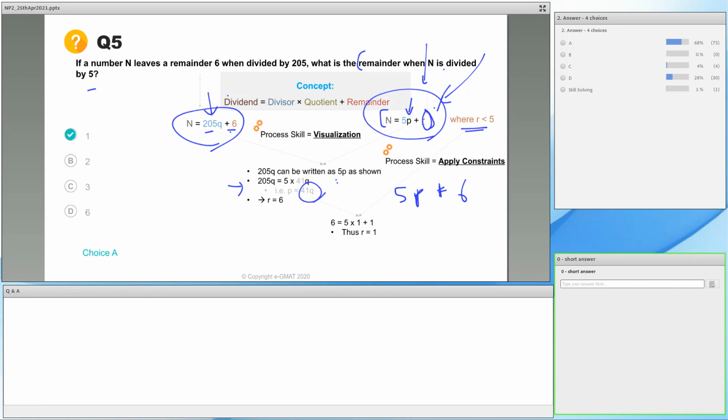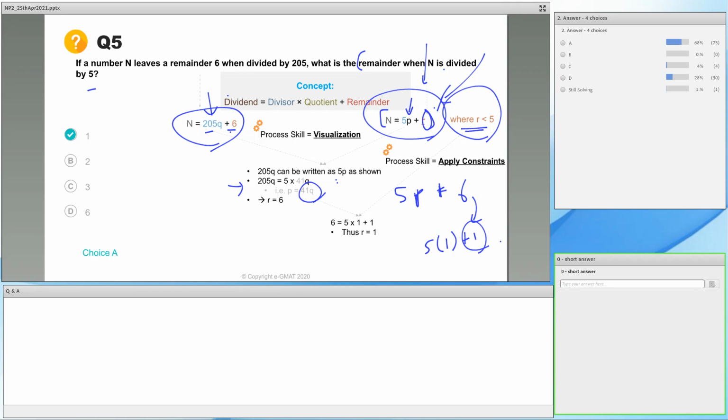This is where a lot of students make a mistake, because they forget the constraint. R has to be less than 5. Because if it is greater than 5, then this would again get divided by 5, right? This would essentially be 5 into 1 plus 1, leaving the final remainder as 1.